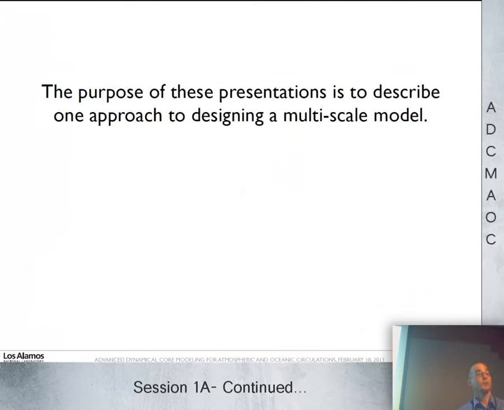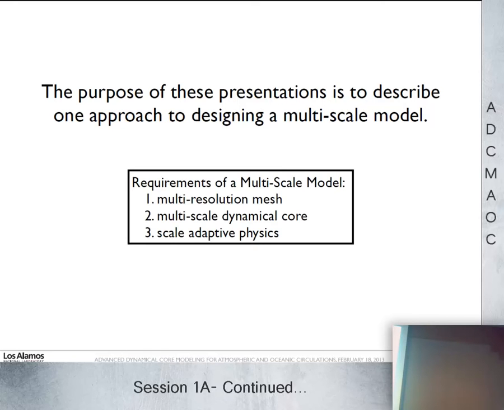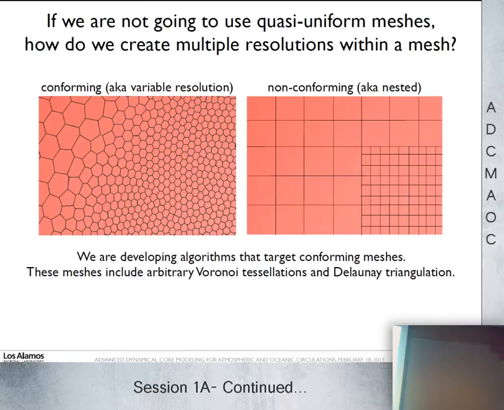So the purpose of this presentation is to describe and go through some test cases to evaluate our ability to do multi-scale simulations of the primitive equations. And I'm going to keep coming back to these three points. Next in the presentation, we're going to talk about how we design a multi-resolution mesh, how we have a global mesh that has multiple scales within it.